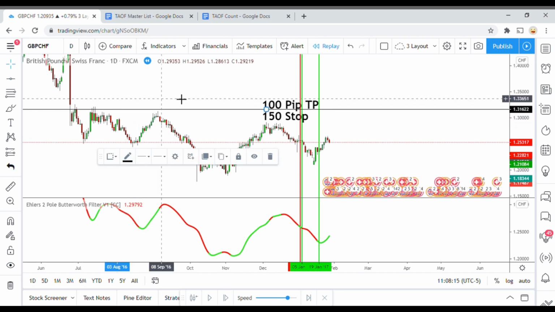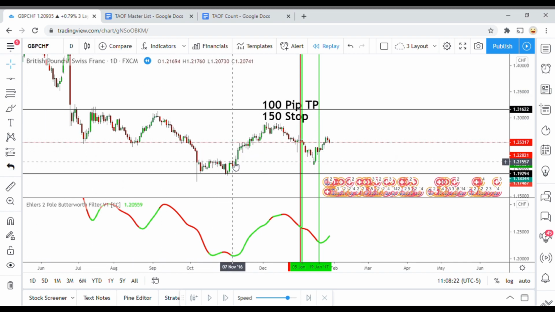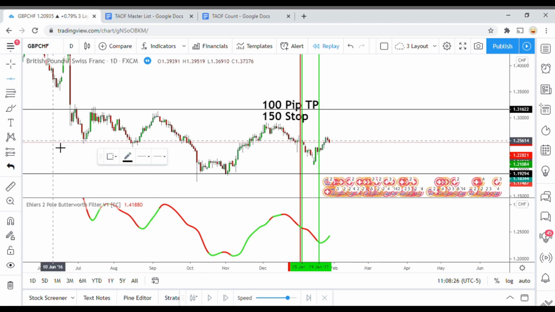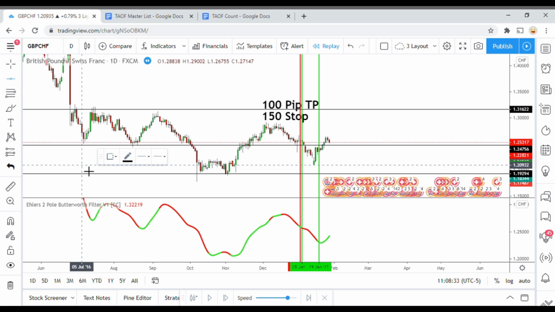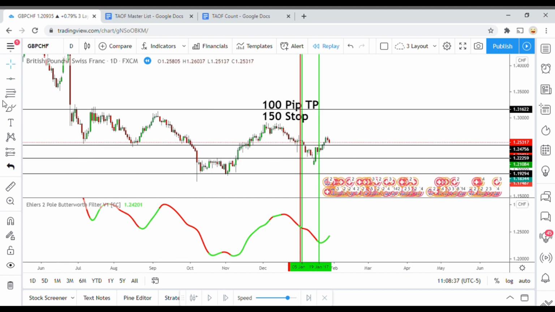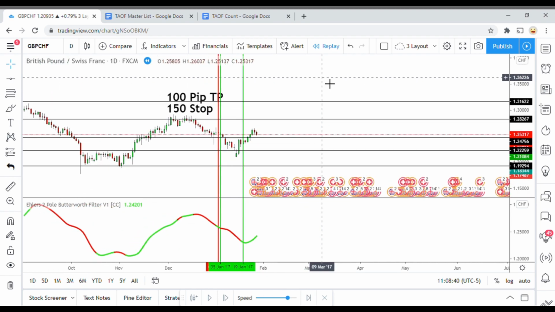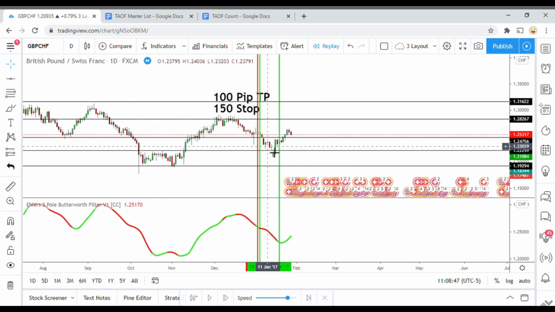We're kind of right in this area, and about there. I'd say probably about there, and looks like about there. It's kind of mapping out the most recent areas of support and resistance.